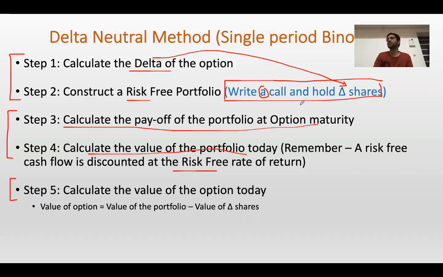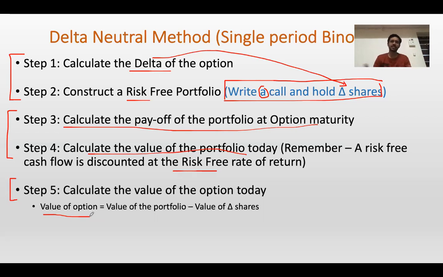Then we calculated the value of the portfolio today, which is the present value of the 31.5 standing at t equal to 6. That came to about 30.73. Agreed? And then we calculated the value of the option today as a balancing figure, because the value of the components of a portfolio is going to be equal to the value of the portfolio itself. The only hiccup you might have over here is that the option is not a bought option, it is a sold option.